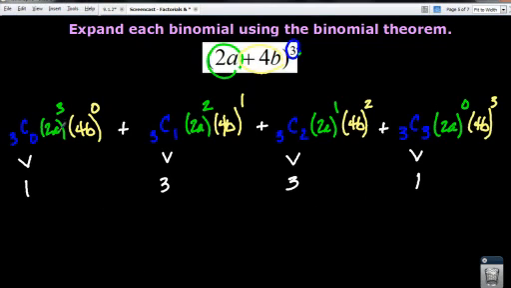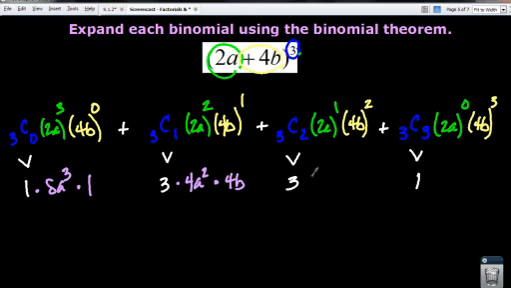Okay, 2a to the third, that means 2 cubed and a cubed, which is 8a cubed. 4b to the power of 0 is 1. So what's nice is that the first and the last term always involve a times 1. Alright, 2a quantity squared is 2 squared, which is 4, and a squared, times 4b quantity to the power of 1, which is 4b.